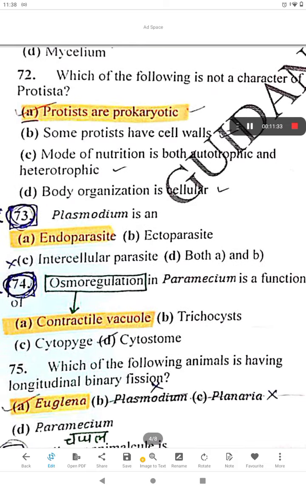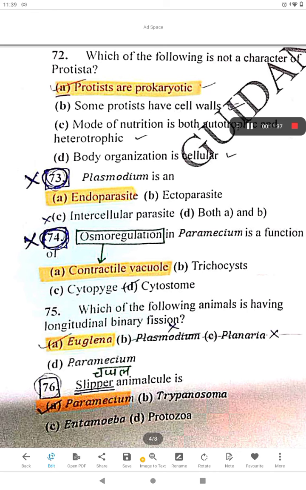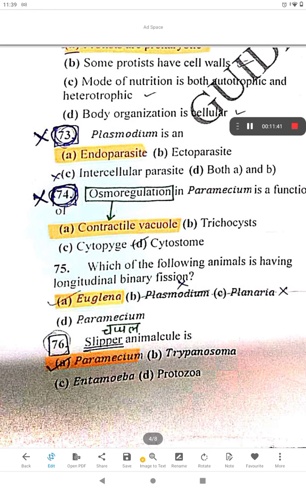Then 73rd says that plasmodium is an endoparasite, ectoparasite, intercellular parasite, or both A and B. It is an endoparasite. It is not an ectoparasite. Plasmodium is the one that causes malaria in us.